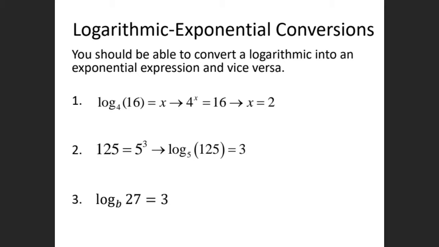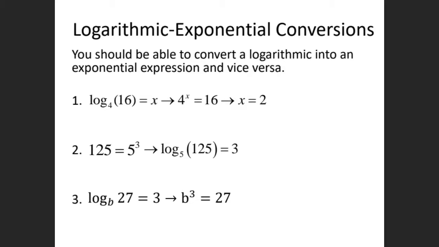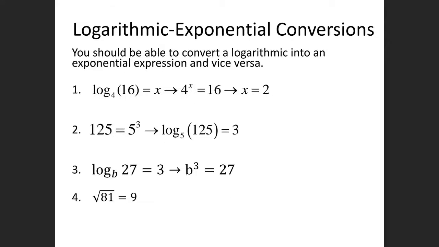What about this one? Log of base b, 27 is equal to 3. Let's convert it into exponential form. So the base of this log is just b. It's not a number, it's just b. So that also has to be the base of my exponent. The output of the log is the input of the exponent, so it's b to the third. The input of the log is the output of the exponent. So it's b to the third power equals 27. Okay, and again, we'll use this a lot to solve some of our logarithmic equations.